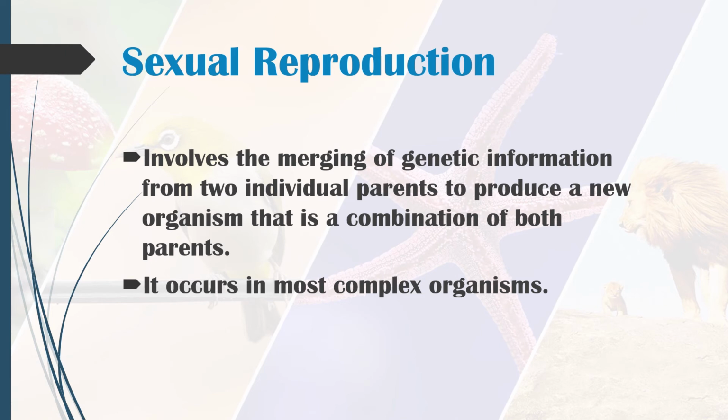And now let's go to another type of reproduction, which is sexual reproduction. It involves the merging of genetic information from two individual parents to produce a new organism that is a combination of both parents. It occurs in most complex organisms. This is very familiar to you, because we humans are the representatives of this sexual reproduction. But it also occurs in plants and also in animals.